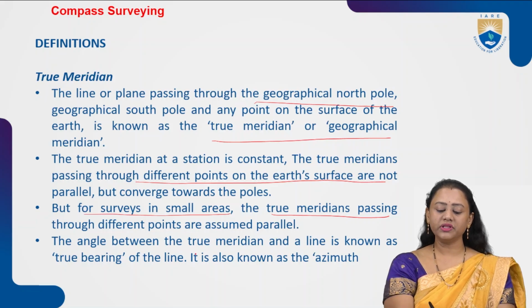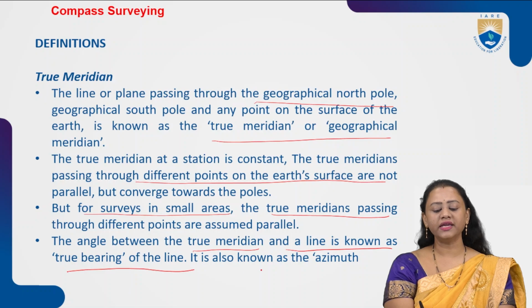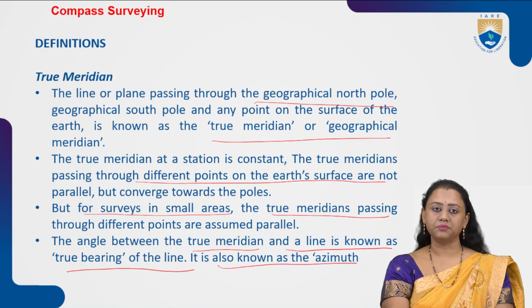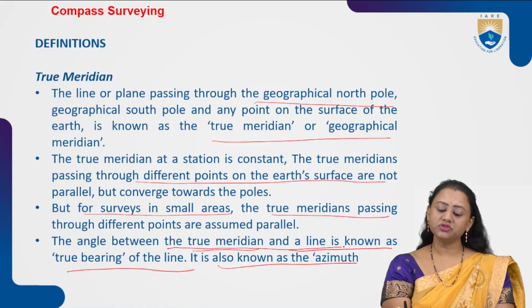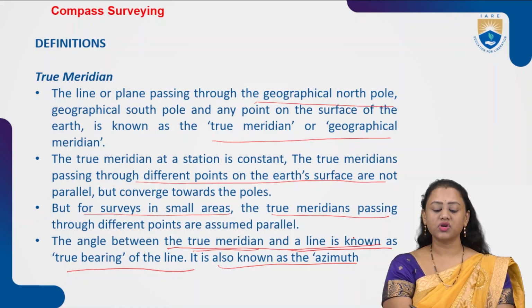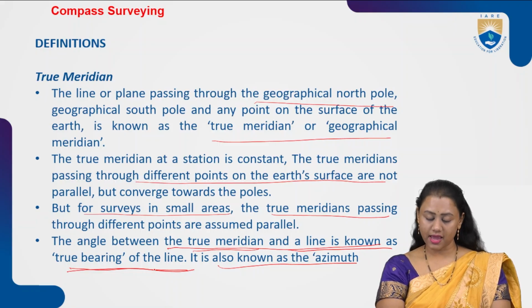The angle between the true meridian and a line is known as the true bearing of the line. It is known as the azimuth. So we need to remember this point, that is the angle between the true meridian and a line is known as the true bearing of the line, and it is also known as azimuth.